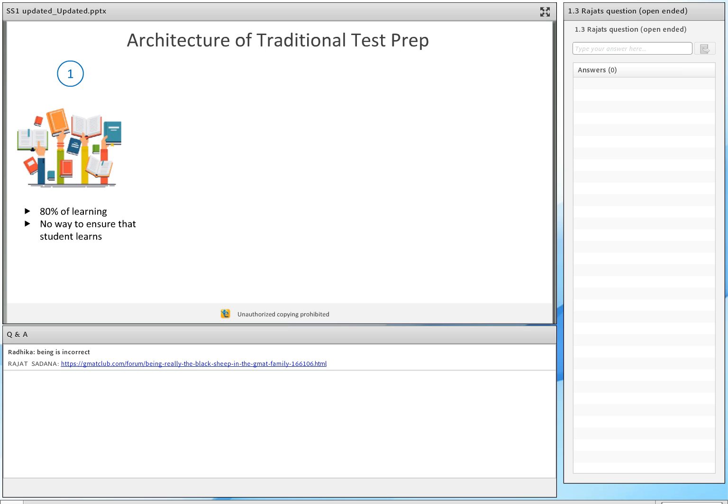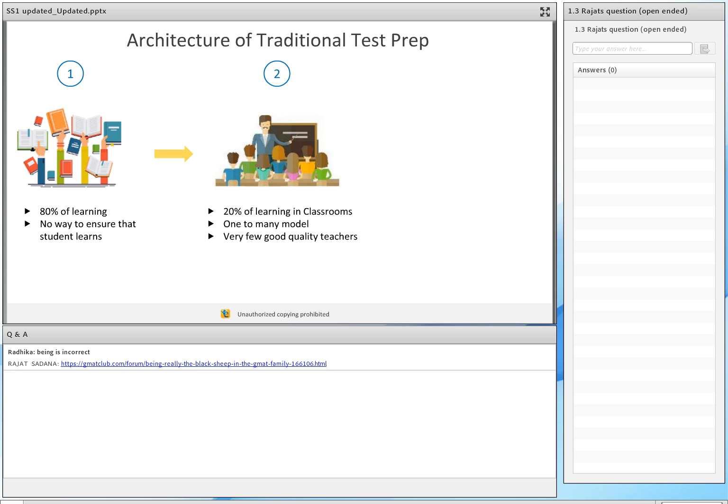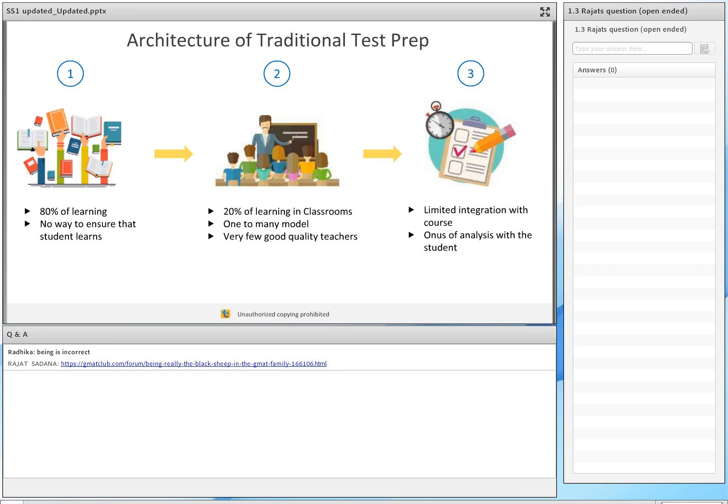Then you typically go into a classroom, where you have a teacher with a one-to-many model. Now, there are very few good GMAT teachers, and even those who are good don't understand how to use data to evaluate every student in a classroom. You go through a bunch of classrooms, you learn application over there. Once you've gone through a bunch of classroom sessions, you take a mock test.